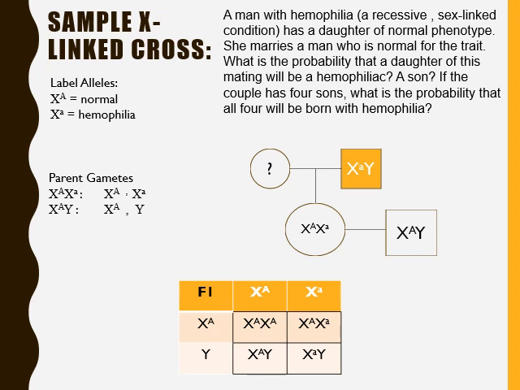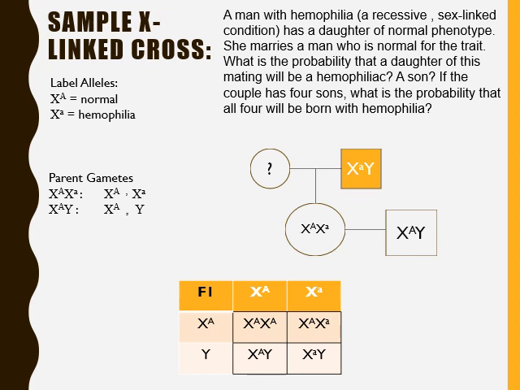All right, what are the chances that they have a son and that son will have hemophilia? And the answer is half, 50-50. One of the sons has X big A Y, the other son has X little a Y.